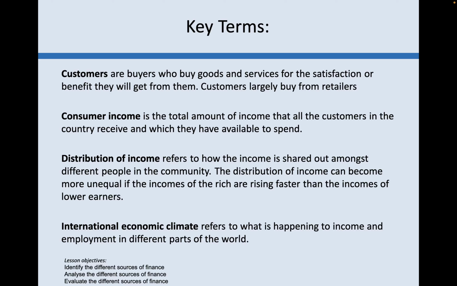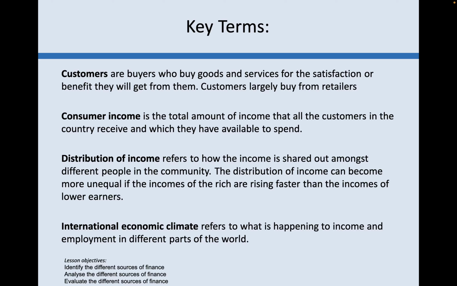We're going to move on to 6.2. So 6.2 is all about economic climate. Customers are buyers who buy goods and services. They want to buy things from retailers. Remember, goods are a physical product, and a service is intangible, we can't touch it, such as a haircut or a taxi journey.